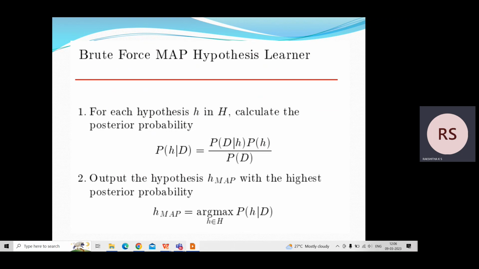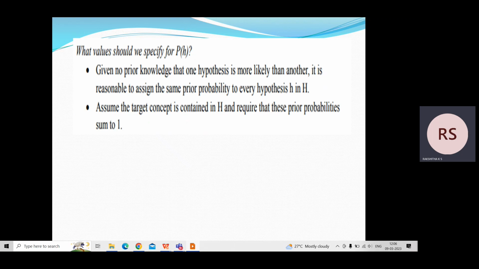But in this case, what value should be specified for the probability of h? Given no prior knowledge that one hypothesis is more likely than another, it is reasonable to assign the same prior probability to every hypothesis h in H. Assume that the target concept is contained in H, and it requires that these prior probabilities sum up to 1 as the value. So the probability of h is equal to 1 over the size of H.